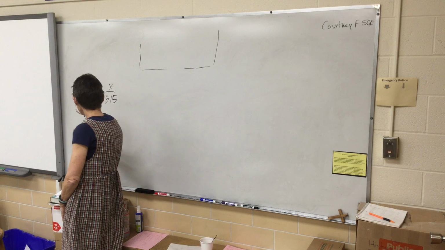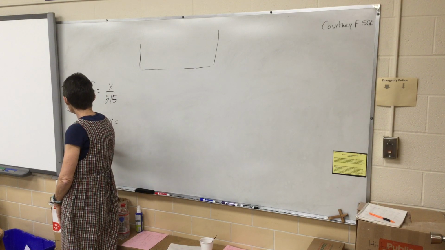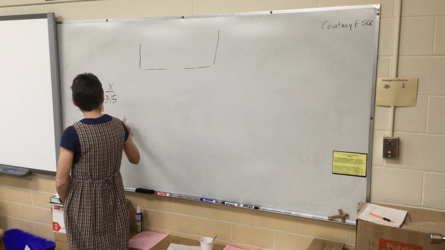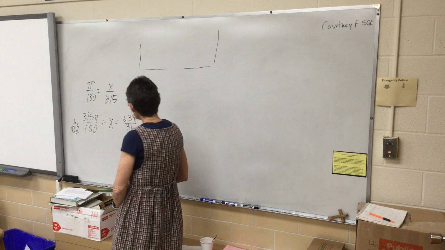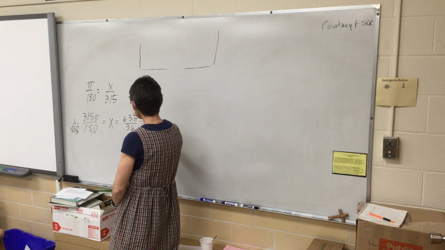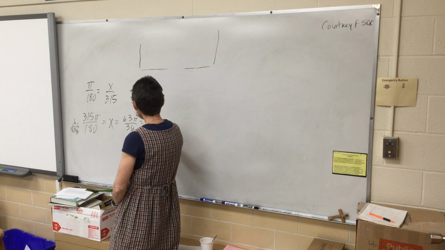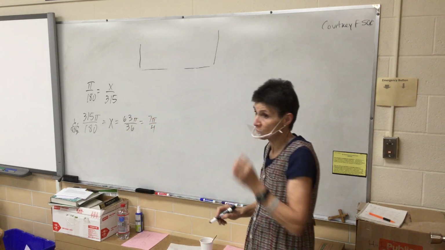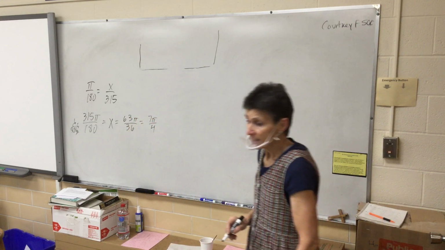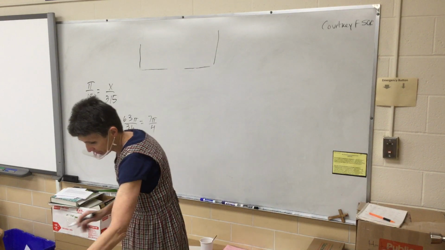So let's see, 5 goes into 315, 63, and now 9 goes into both of those. So I got 7 pi over 4 as my answer in reduced form. Okay, that's easy. Easy, easy, easy.